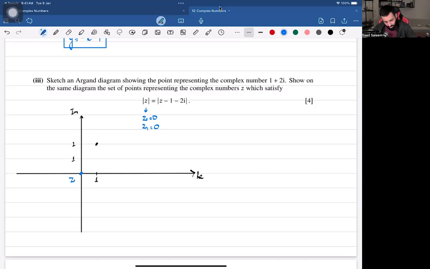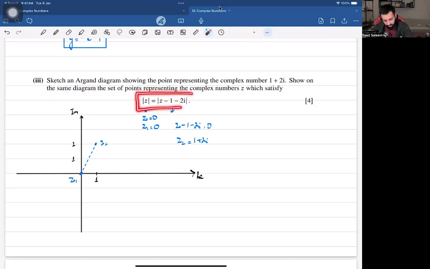Now, what do we have to do? We have to show on the same diagram the set of points representing the complex number which satisfy the following equation. Locus is singular, loci is plural, okay? So what locus is this talking about? This is talking about a locus of points such that its distance from z is the same as its distance from z minus 1 minus 2i. So its distance from the fixed point O is the same as its distance from the fixed point 1 plus 2i. That means the perpendicular bisector of these two points. So let's draw the perpendicular bisector of these two points. Since we just have to sketch, you don't have to find the equation or anything. And there you go, your perpendicular bisector.